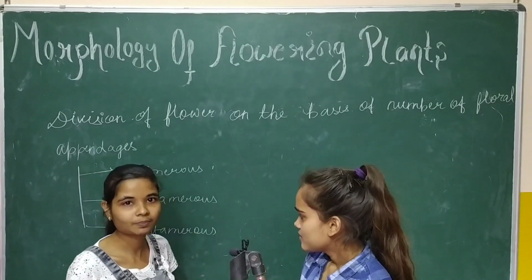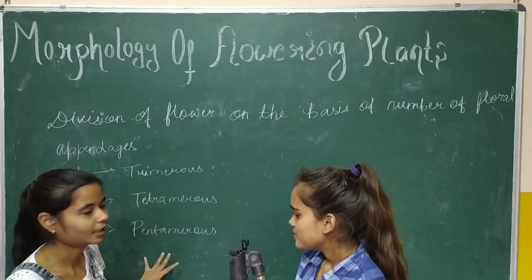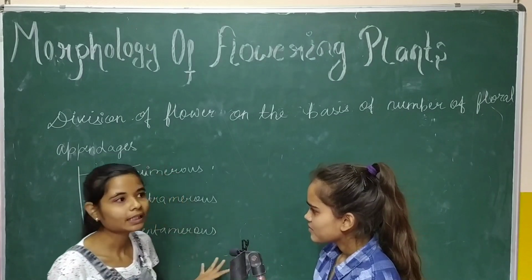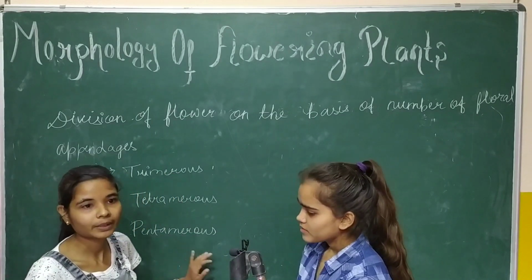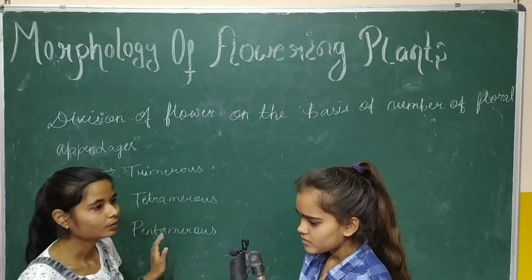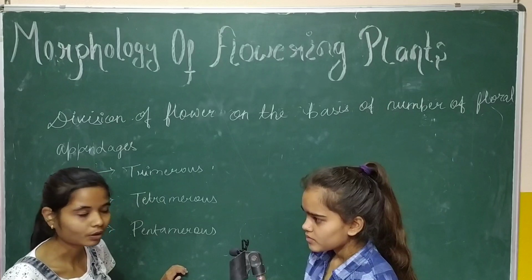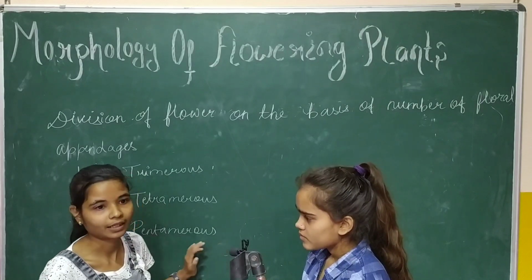Now the next topic is bracteate and ebracteate. So first let us learn about what is a bract. A bract is the reduced leaf present at the base of the pedicel, and those flowers which have bracts are known as bracteate, and those which do not have bracts are known as ebracteate.